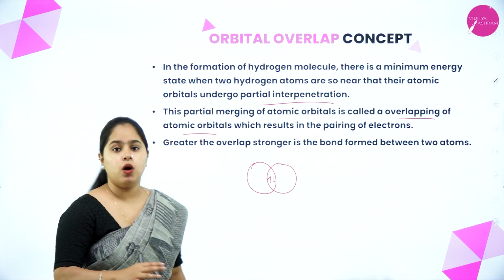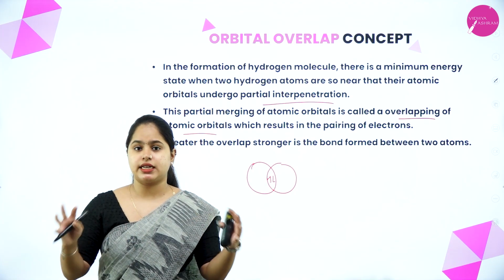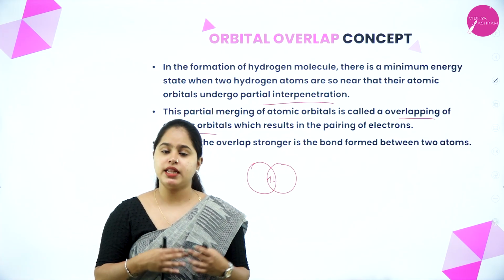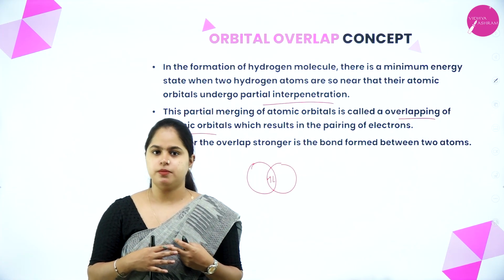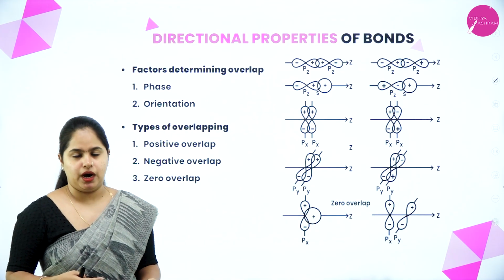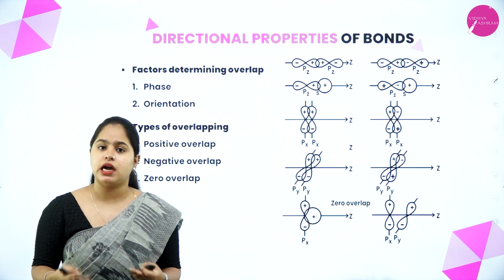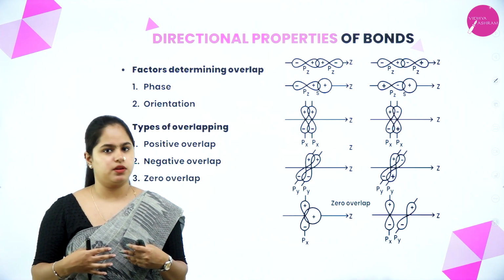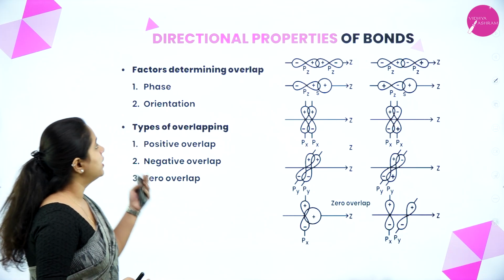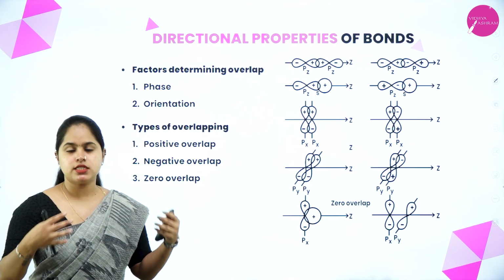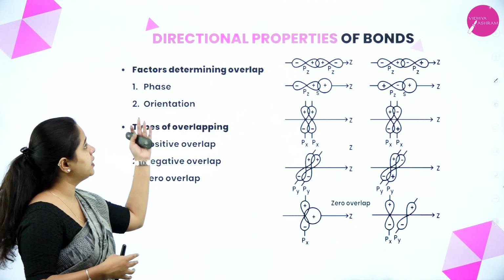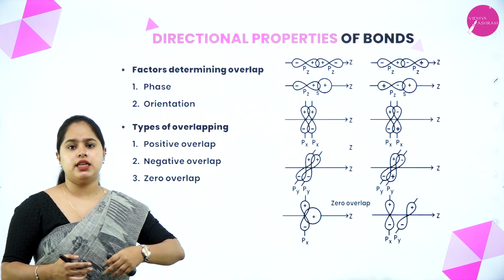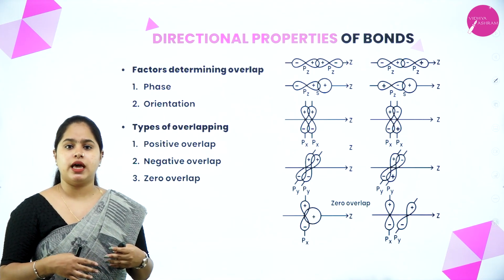I hope the overlapping concept is clear to you, what exactly and how exactly the atomic orbitals are overlapping and forming a chemical bond, and thereby the atoms combine and form the molecules. Now moving on to the next part, we are going to discuss the different types of overlapping that are possible. We understood how the atomic orbitals will be overlapping. Now we are going to discuss the different types of bonds, that is, different types of overlapping that are possible, and the directional properties of the bonds. So the factors determining the overlap. Which type of overlapping is possible?